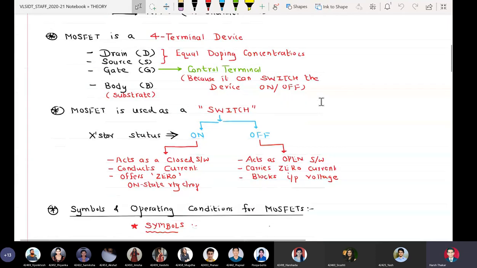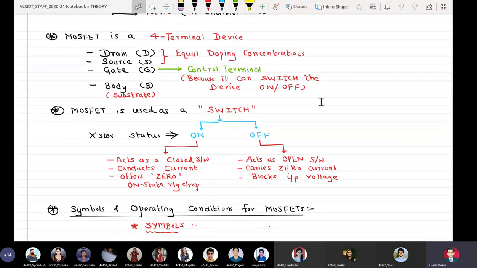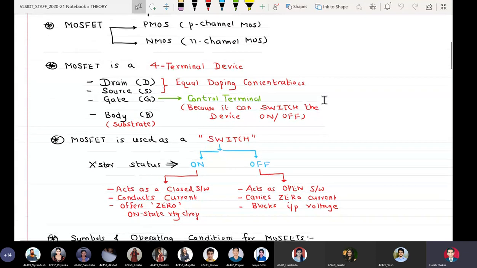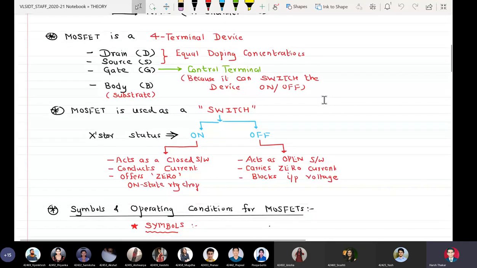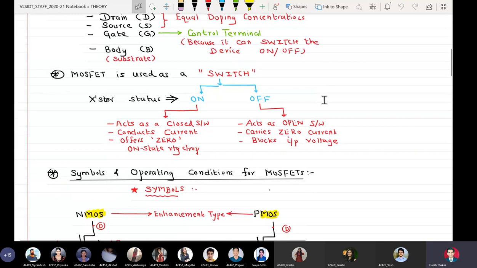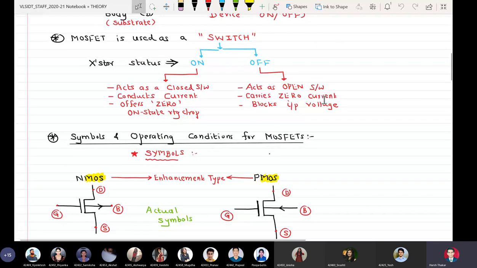The gate is the control terminal because it has the ability to switch the device on or off. So whether PMOS or NMOS, it can be switched on or off simply by applying the correct logic or the potential at the gate terminal with respect to the source. And we pointed out that for digital applications, MOSFET is used as a switch. And you know that a switch basically has two statuses, that is on and off.